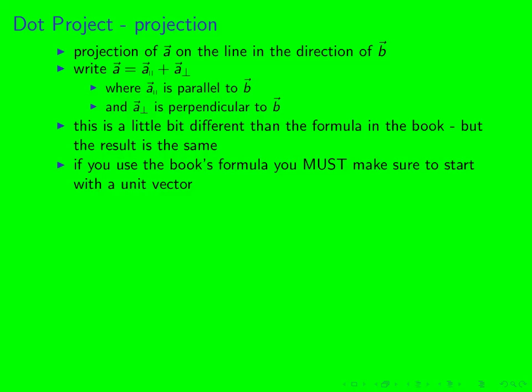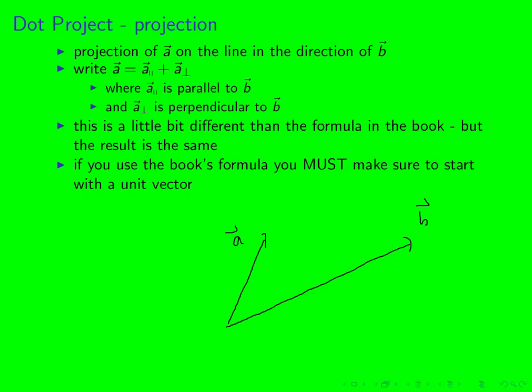The next important application of the dot product is the idea of a projection. So here's the idea. I have some vector b which points in some direction that I'm interested in, and then I have another vector that I'm interested in, a. And ultimately my question is to write vector a in terms of vector b.